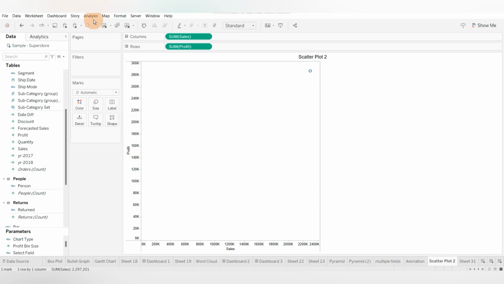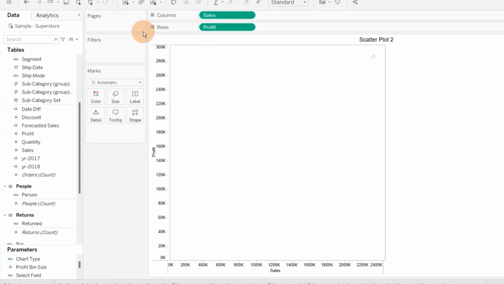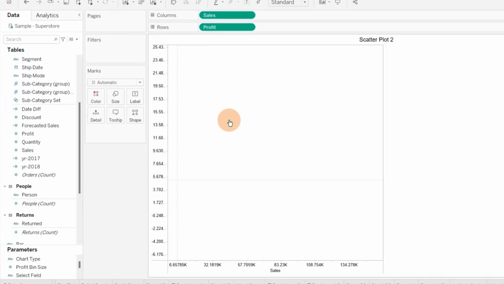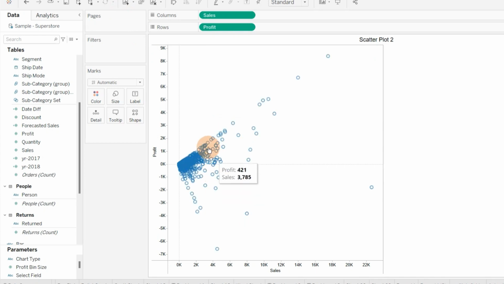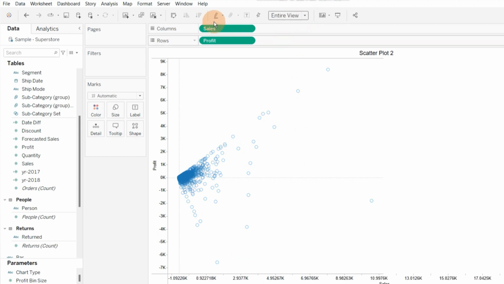For that I will go to the Analysis tab and uncheck the Aggregate Measures option. As I uncheck the Aggregate Measures option, all individual points will be visible for profit and sales. So I will click on Entire View for this, and also I will switch my rows and columns.